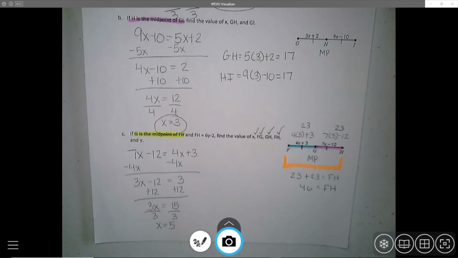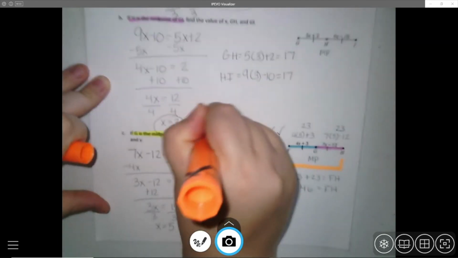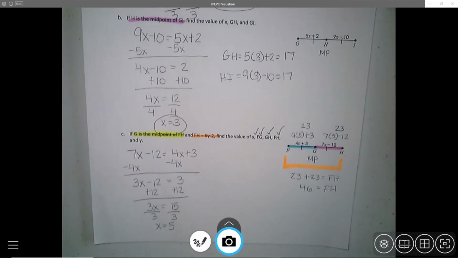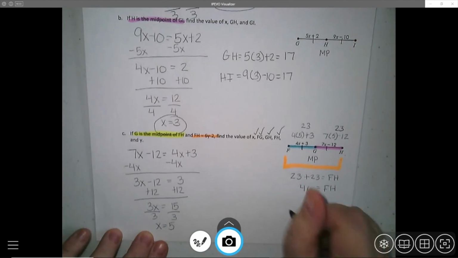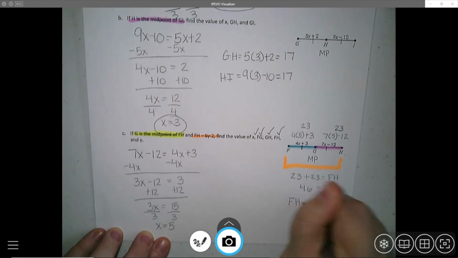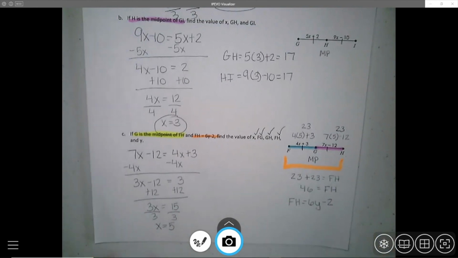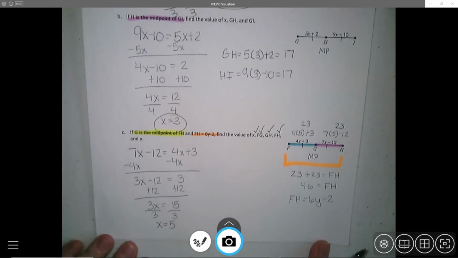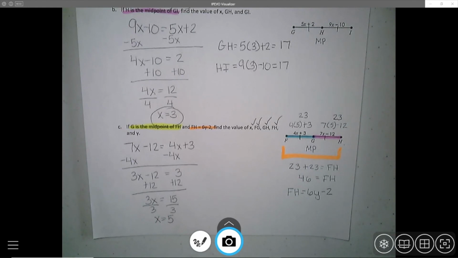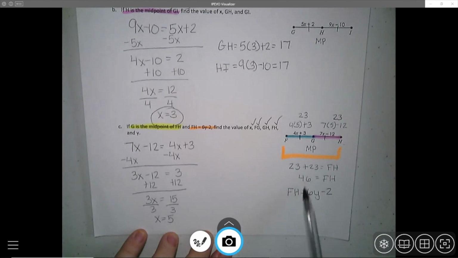Okay, there's another piece of given information they tell me. They also tell me that FH is 6Y minus 2. I ignored that here for a while. FH is also 6Y minus 2. What we're going to learn here in geometry is when you have something that is equal to two pieces of information, you can set those two pieces of information equal to one another and solve. I know FH is 46, but I also know FH is 6Y minus 2.